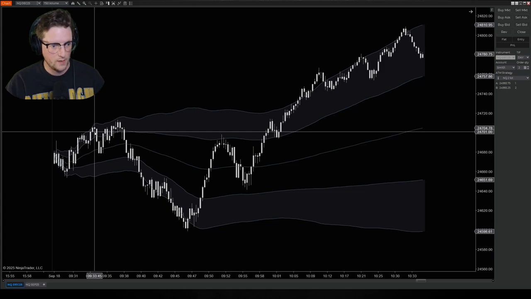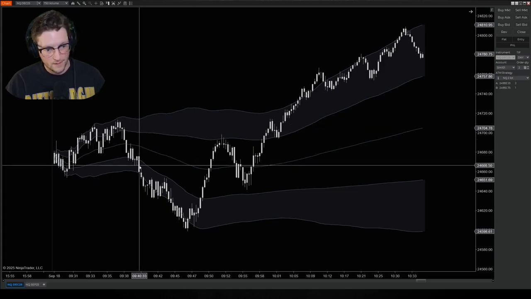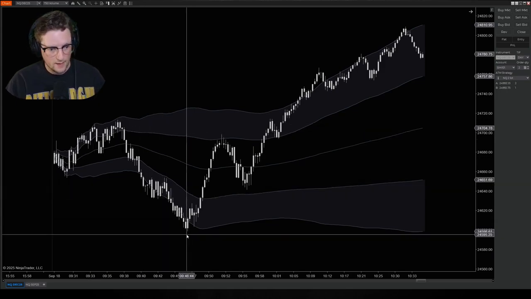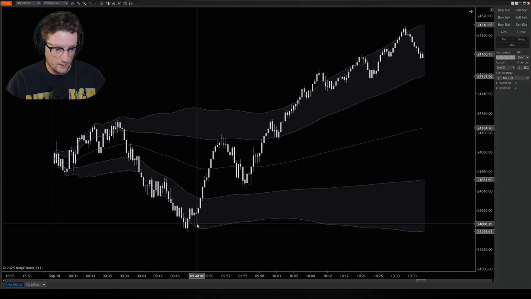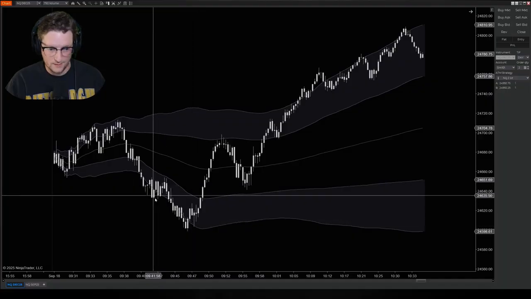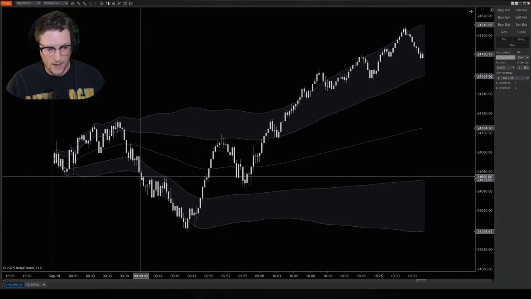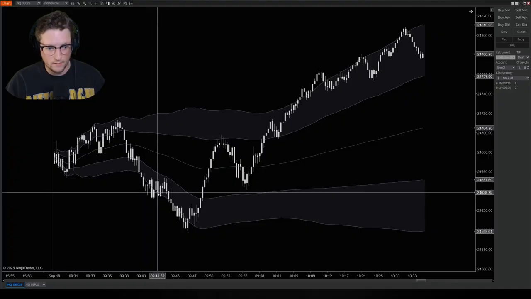So that's cool to know. This was a really aggressive pullback. I mean, I don't even know if I would call it a pullback. This is just selling. You're outside of the -2. Anytime you get out of here, you're in an extreme environment.